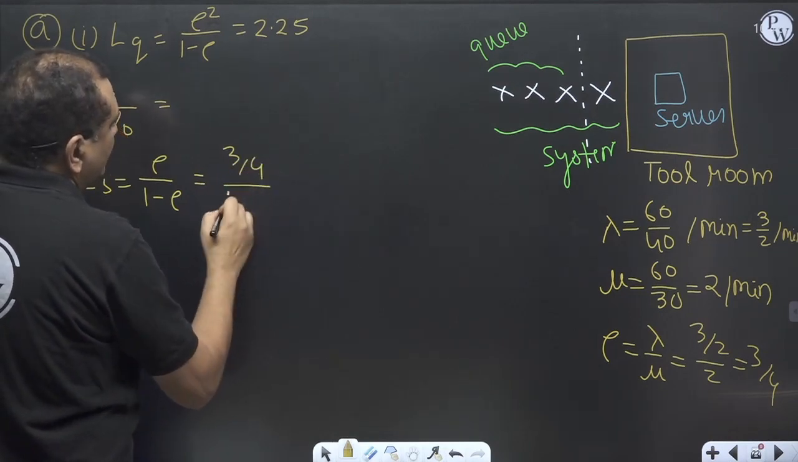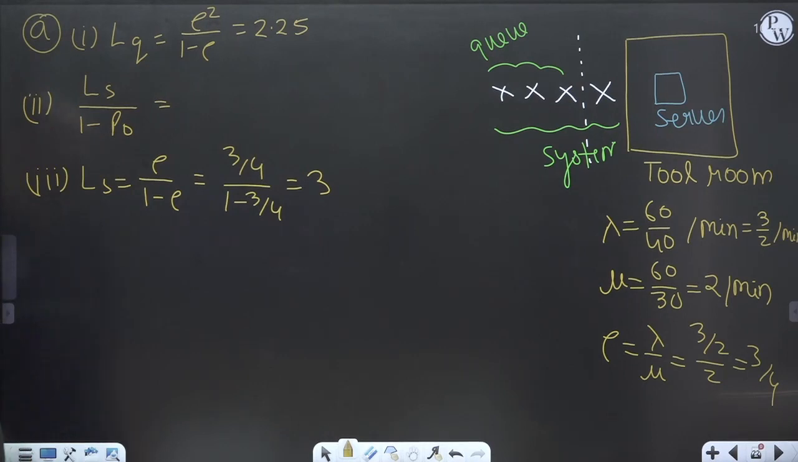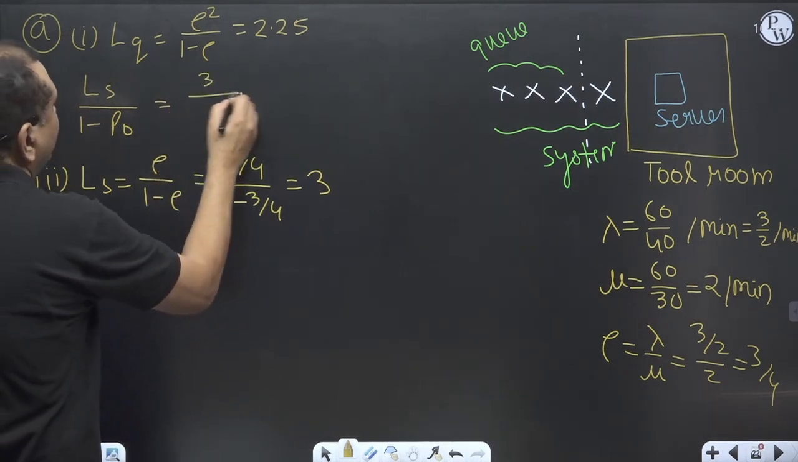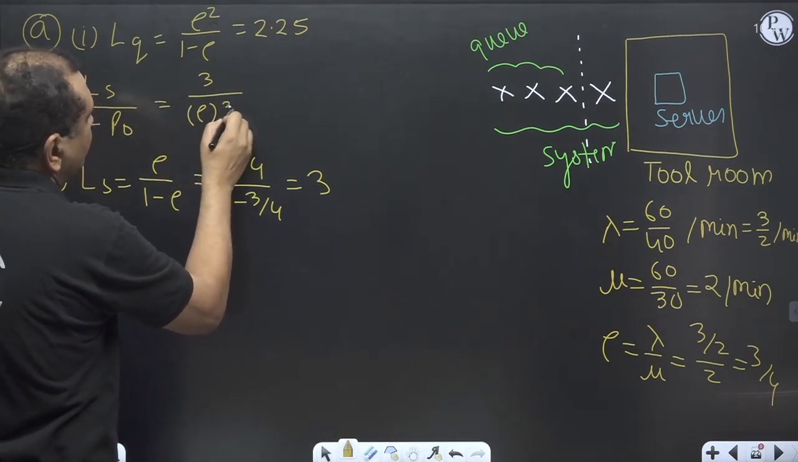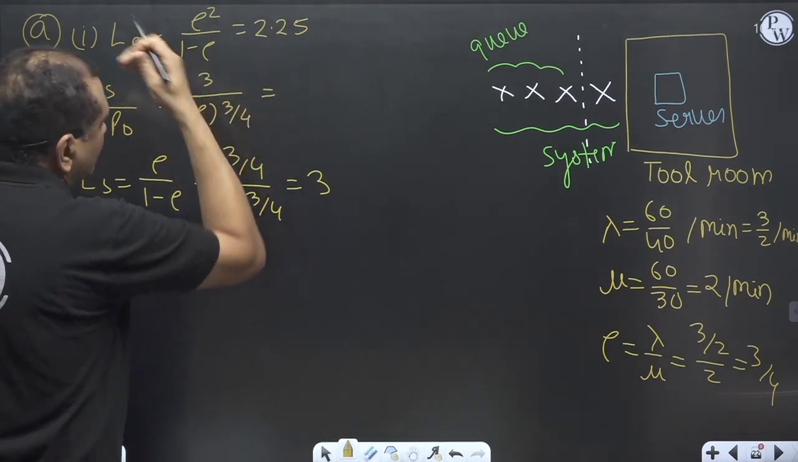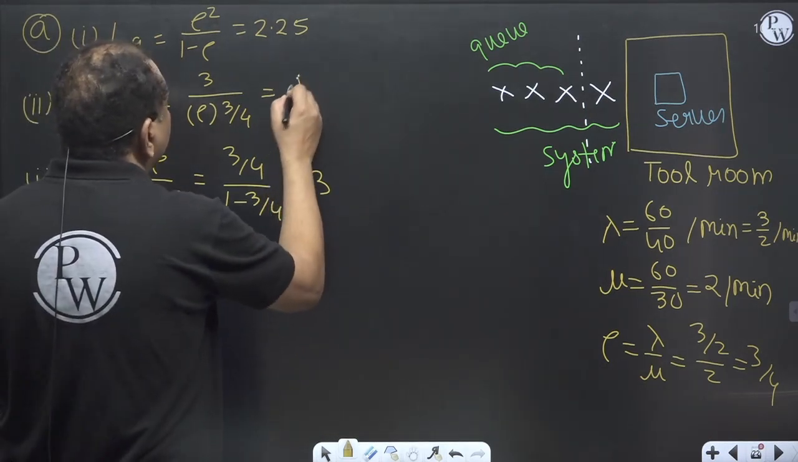3 by 4 divided by 1 minus 3 by 4. So 3 divided by 1 minus P naught is rho, and rho is 3 by 4. 3 by 4. So answer is 4.